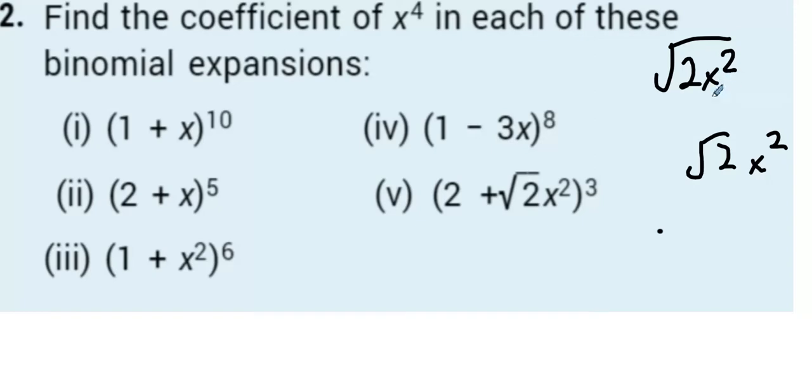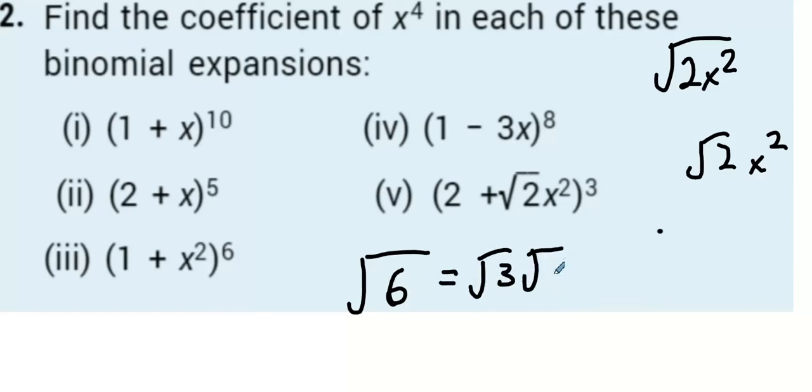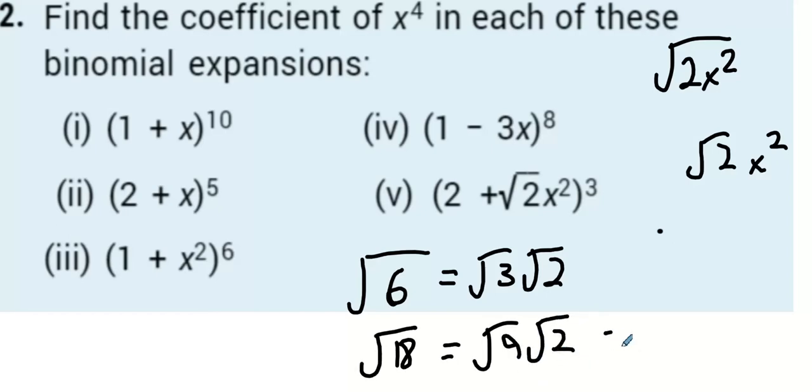But in this question, an example would be something like this. If I gave you root 6, I could ask you to write root 6 as root 3 by root 2. Called the multiplication law. I could ask you to write root 18 as root 9 by root 2. And what is root 9? 3. So 3 root 2. You've probably seen this before in some form, okay? We hope.